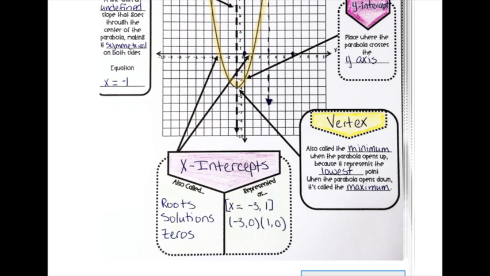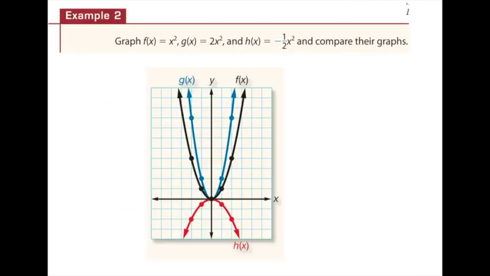Then you'll notice that there are two places where this graph crosses the x-axis. These are called your x-intercepts. There are other names that it is called: the root, the solution, and the zero. We're going to get into all of those, but those are other names for the x-intercept. If it is called a root or a solution to the quadratic or a zero, those are all names for the x-intercept.